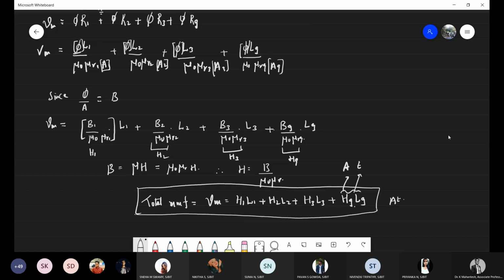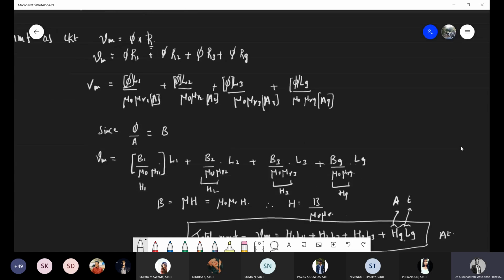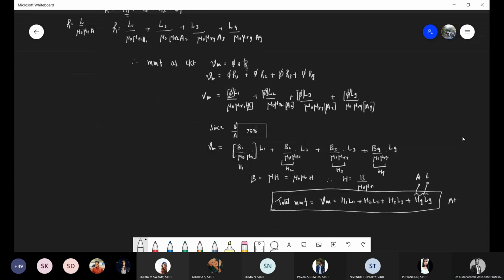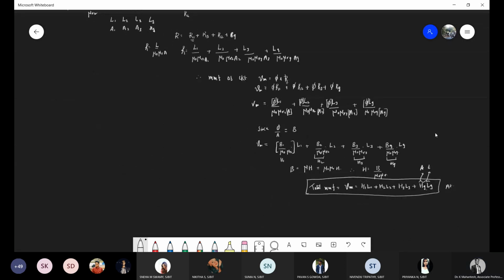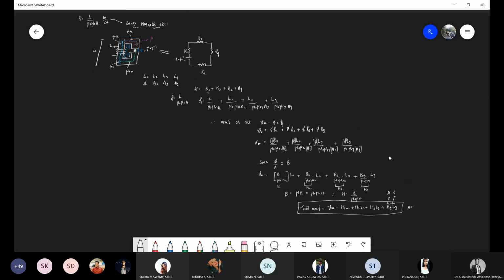Are there any doubts? First, you noted this derivation. So this is the complete derivation for a series magnetic circuit.